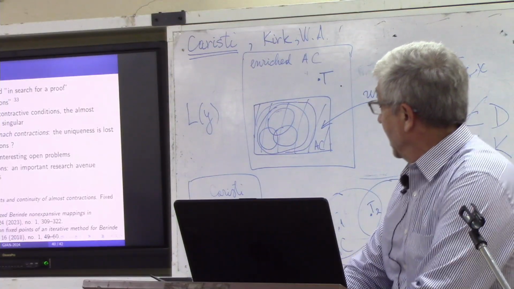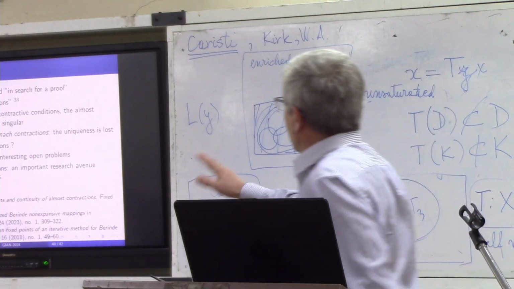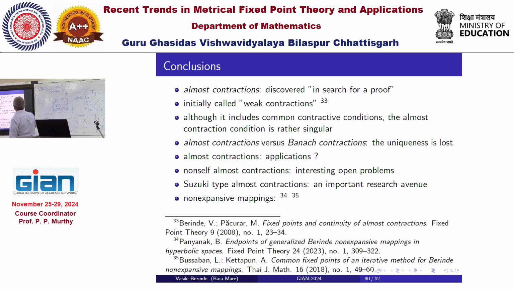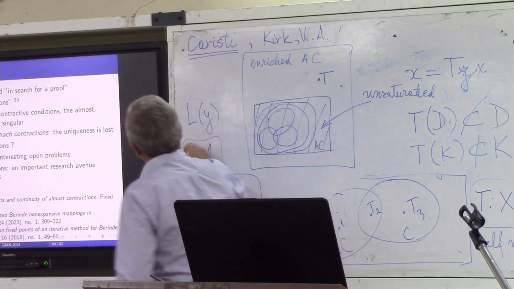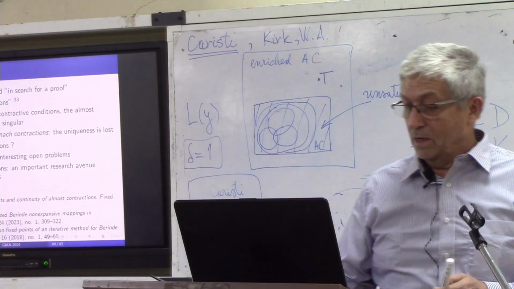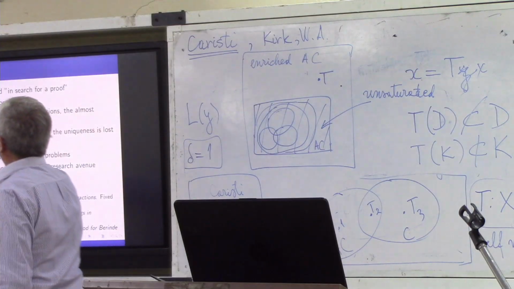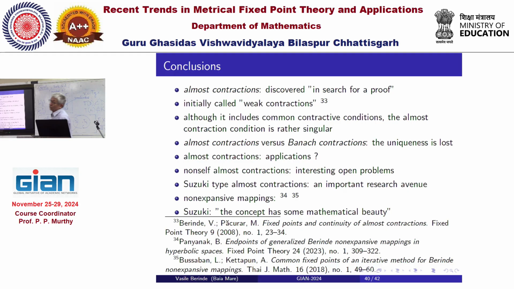Okay, non-expansive mappings have something in common with this, and some people, you can see here, endpoints, this is a generalization wherein the non-expansive mappings are related to almost contractions, but with this delta equal 1. So with the non-expansive term there. And last, I want to quote from Suzuki, who is a very good mathematician, I do respect his results. He said that the concept of almost contraction has some mathematical beauty. So sometimes some of you ask about applications.